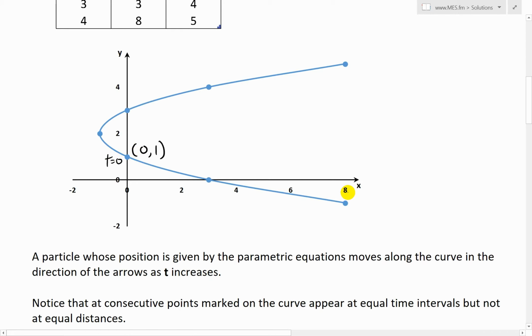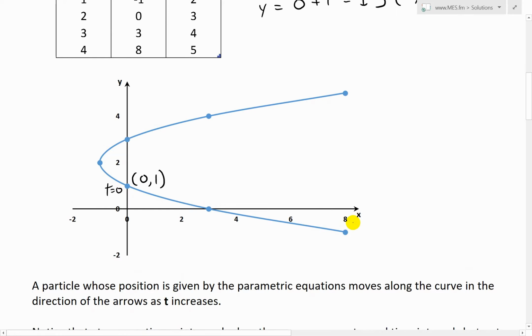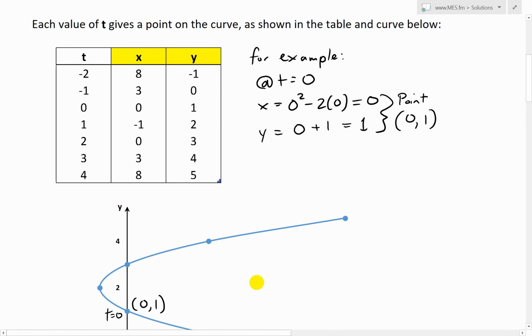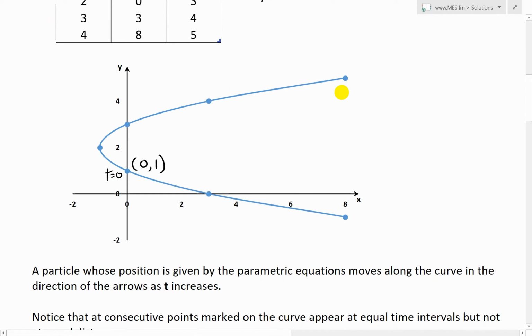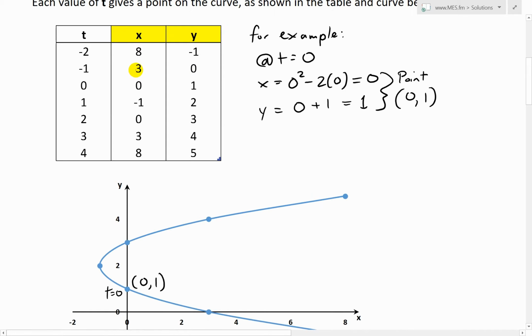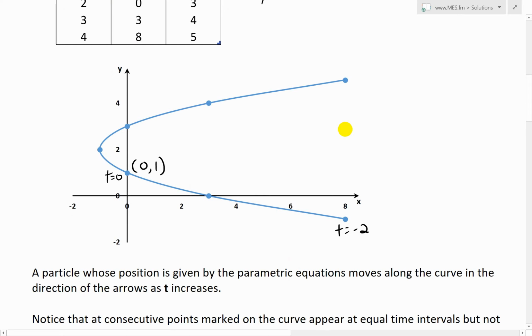And then if we look over here, this is when x is 8 and y is -1. So that is at t equal to -2. It says t equals -2, and then here we have 3 and 0, so 3 is x and 0 is y. That's at t equals -1.